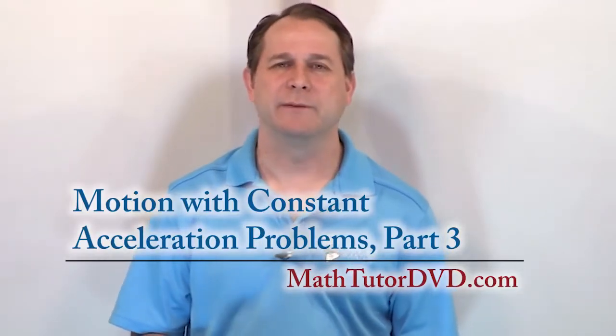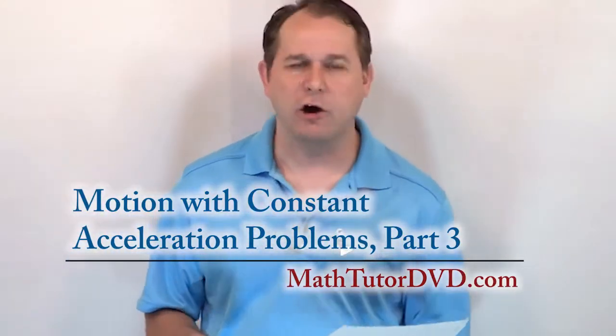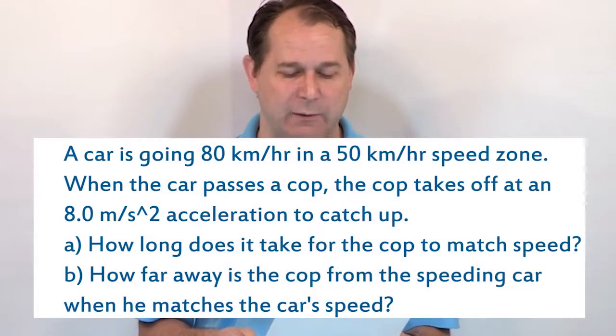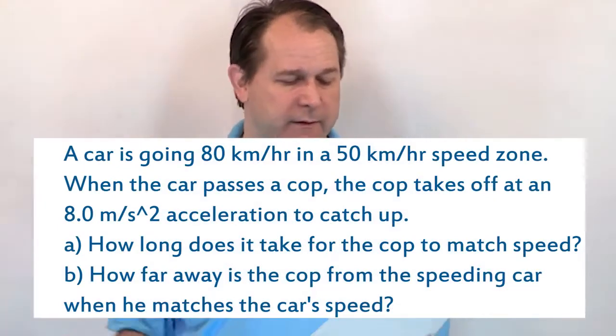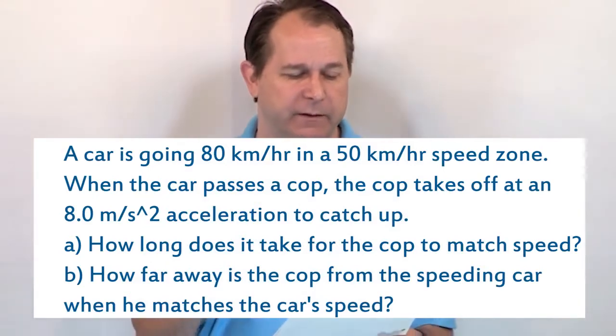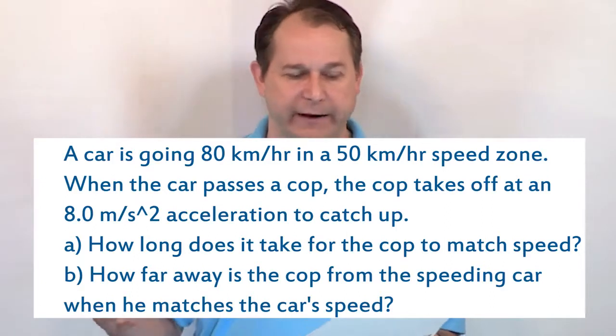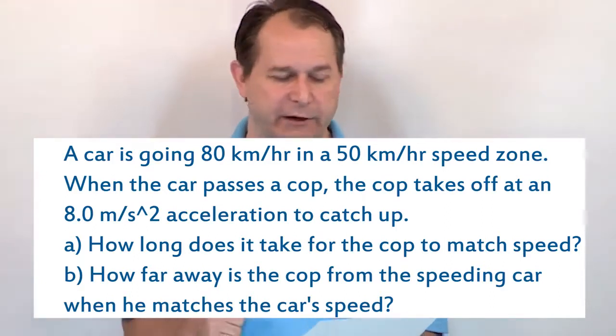Our next problem involving motion with a constant acceleration goes as follows. A car is going 80 kilometers per hour in a 50 kilometer per hour speed zone. So this car's speeding, right? When the car passes a police car, the police take off at an acceleration of 8.0 meters per second squared to catch up to the speeding car.